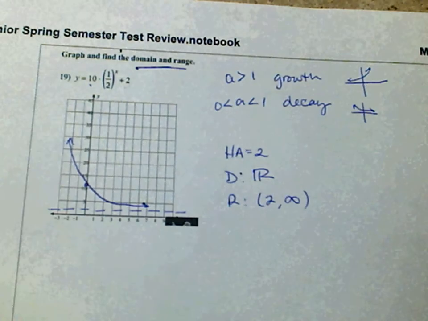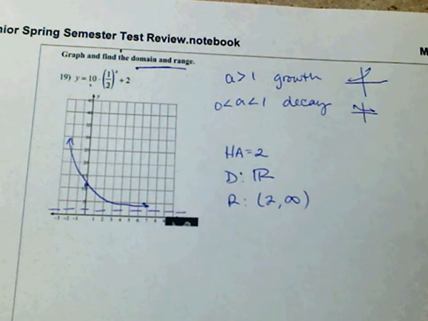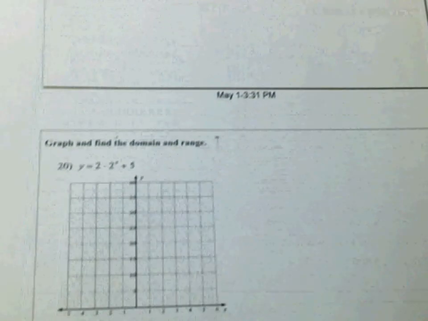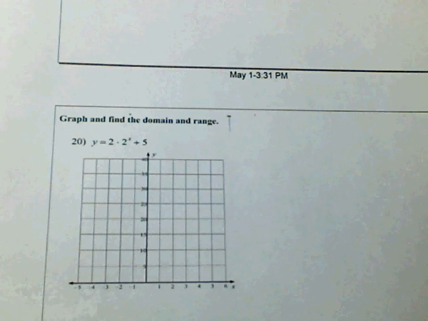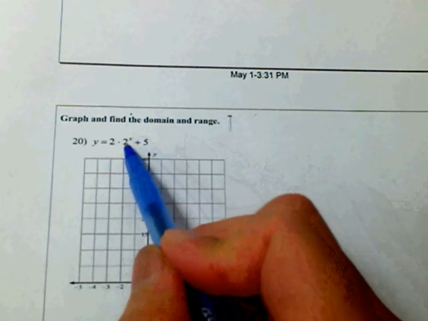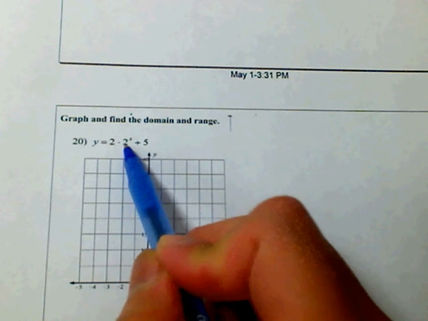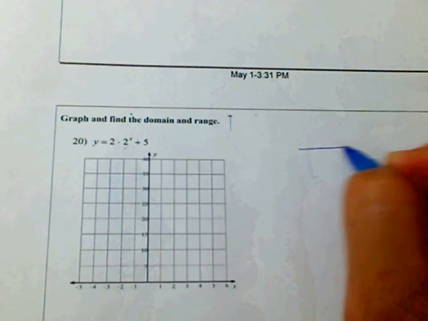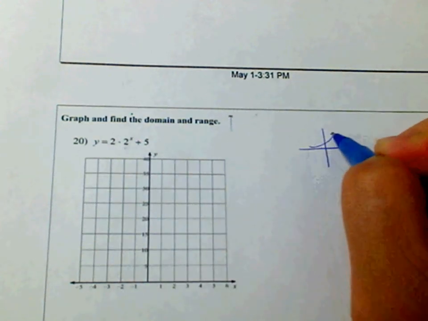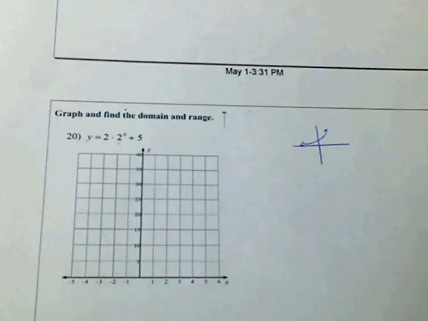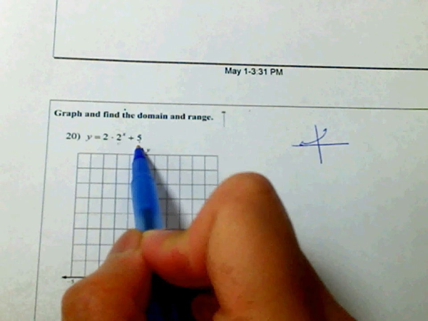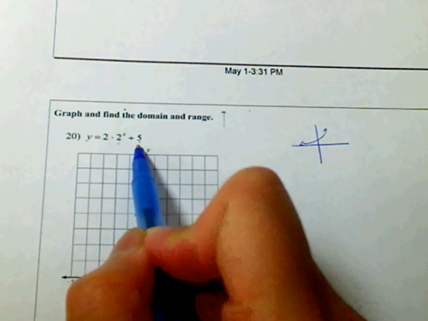Number 20, same thing. Your asymptote, now take a look. You see how your A is greater than 1, okay? So this is going to be a growth graph. It's going to look something like this. And if you will see, here is your positive 5. You have moved up 5. So I'm going to draw my horizontal asymptote at 5. Okay?